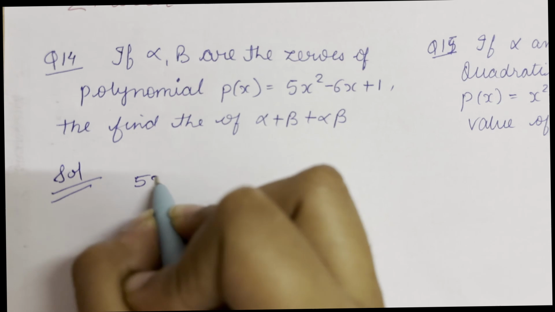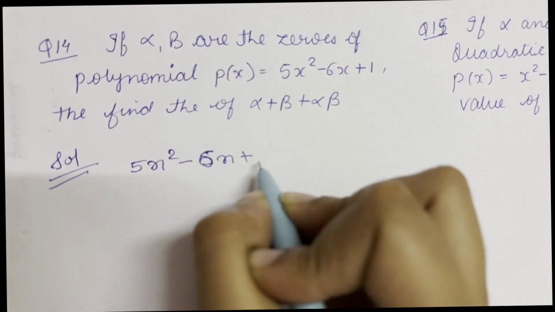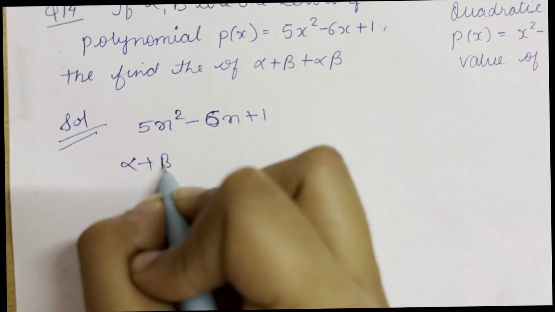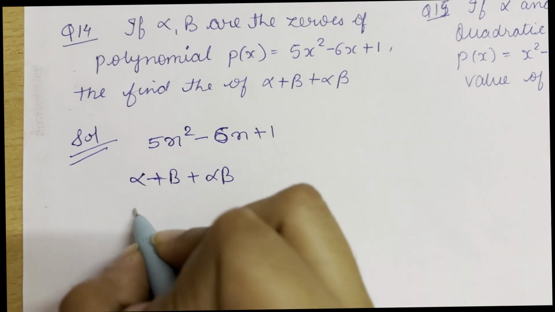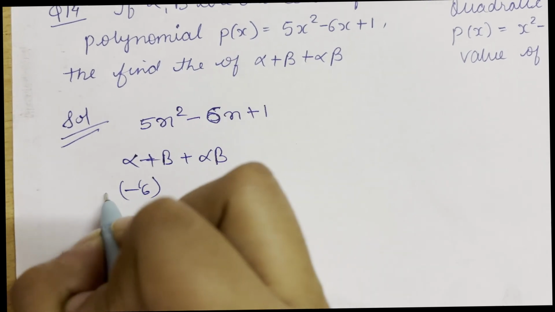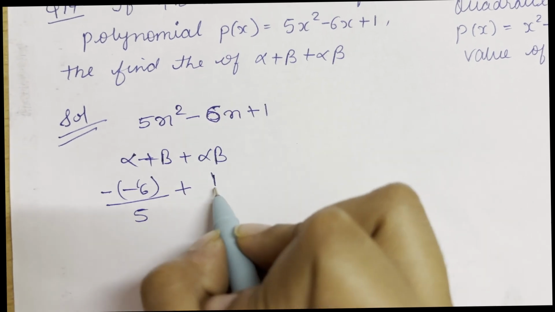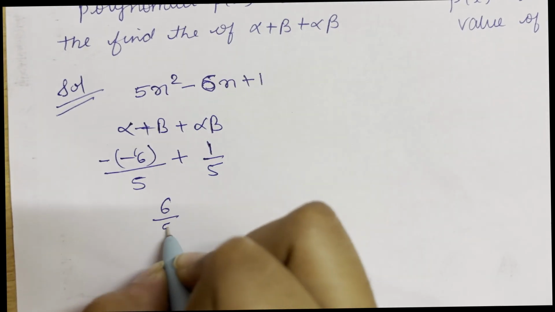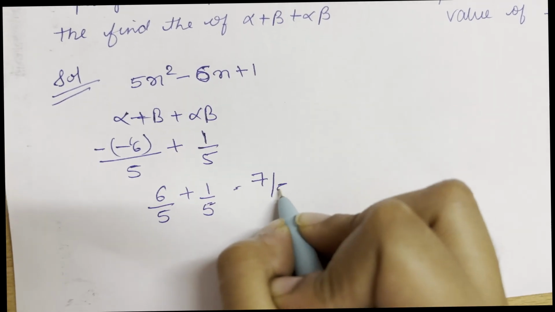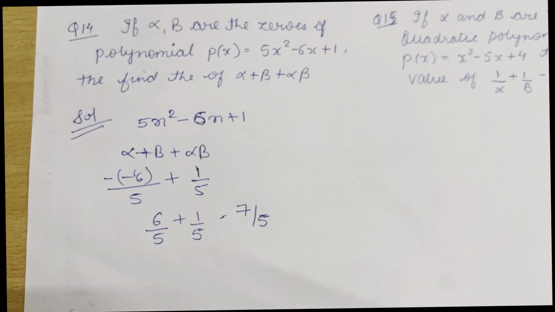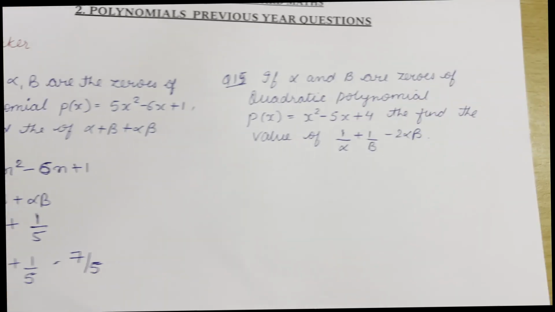Let's solve it together. p(x) is 5x square minus 6x plus 1, and we are asked to find alpha plus alpha beta. So alpha plus beta is minus b by a, minus minus got plus, 6 by 5, and alpha beta is 1 by 5, so 6 by 5 plus 1 by 5, we got 7 by 5, that is the value, and that's it. So it's a very easy question. Let's continue with the next question.